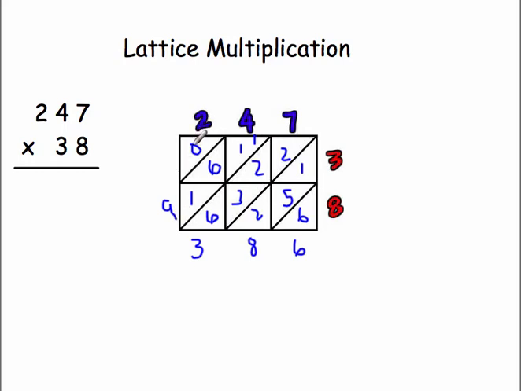I have a 0 right here. A 0 at the beginning of a problem has no value. If the 0 was in the middle of the problem, you need to include that. But up here at the top, because it's on the very end, the very top, we don't need to worry about that. So I have a total answer of 9,386.